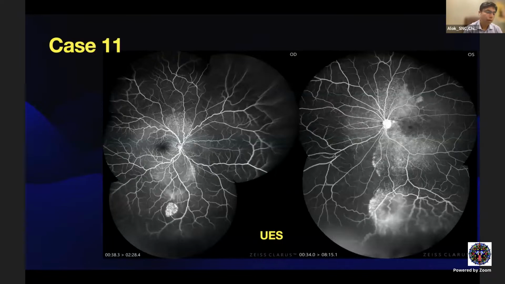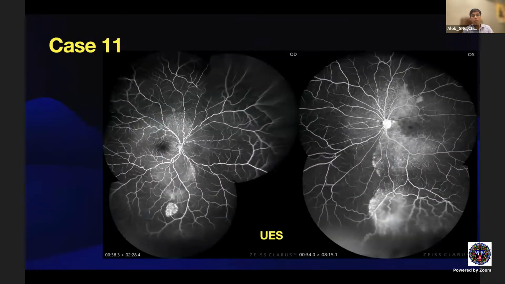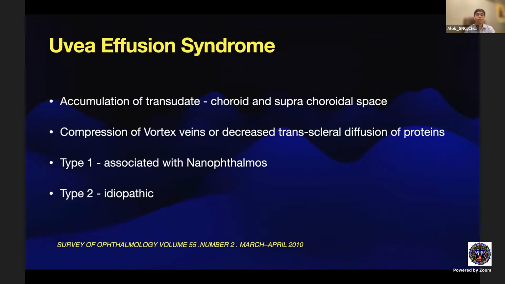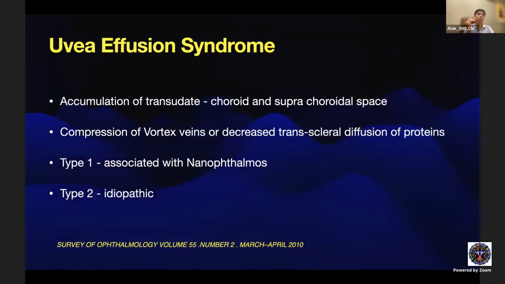Now, on FFA, there were numerous pinpoint leakages, and in the periphery, you can see this staining of the vessel because of the exudative retinal detachment which was there. Now, this was a case of UES, which is uveal effusion syndrome, and this patient underwent sclerotomy in both the eyes, and post sclerotomy you can see that there was a resolution of the RPE undulation and the fluid.